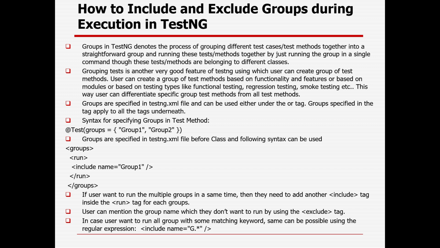So let's first create a class, add some test cases, and add some groups. After that, in the testng.xml file, we will do the settings. We will add the settings, and then we will try to filter out the execution based on the grouping. So I'll go to Eclipse first.